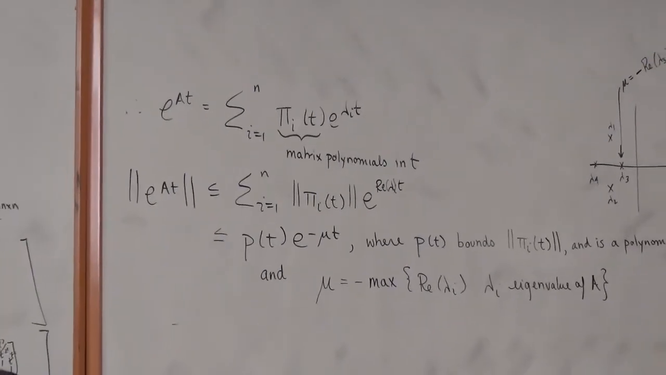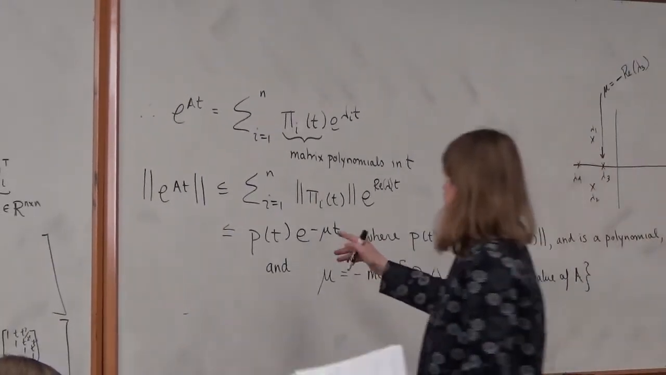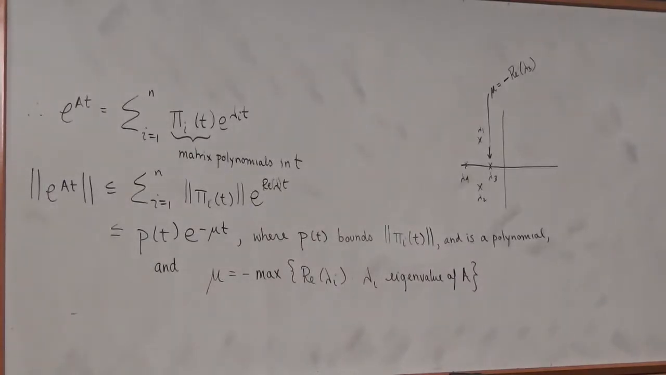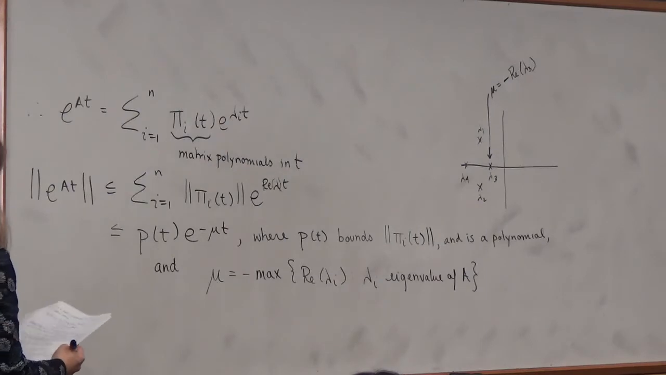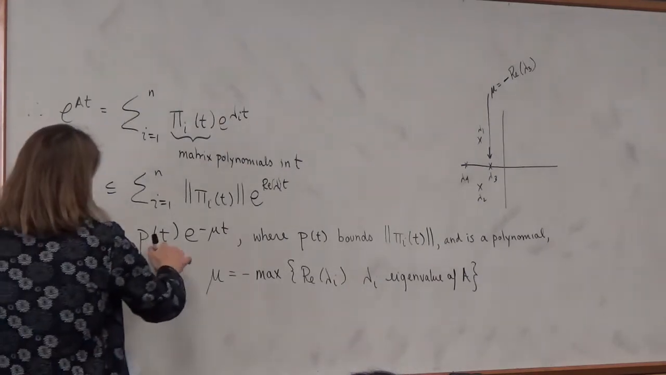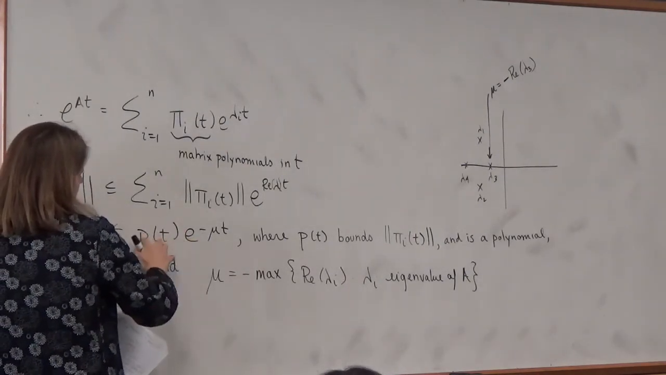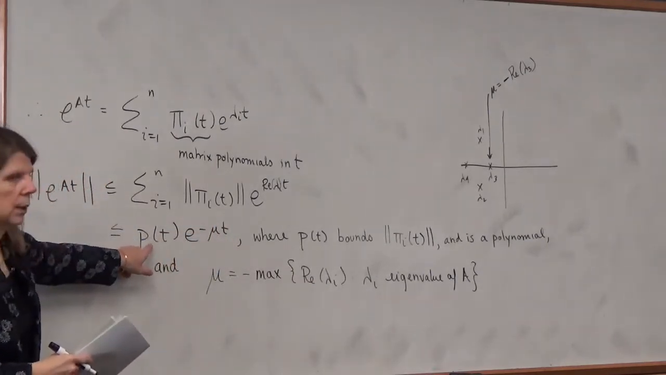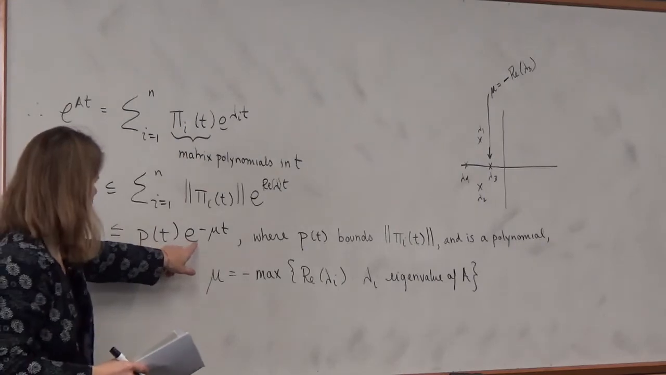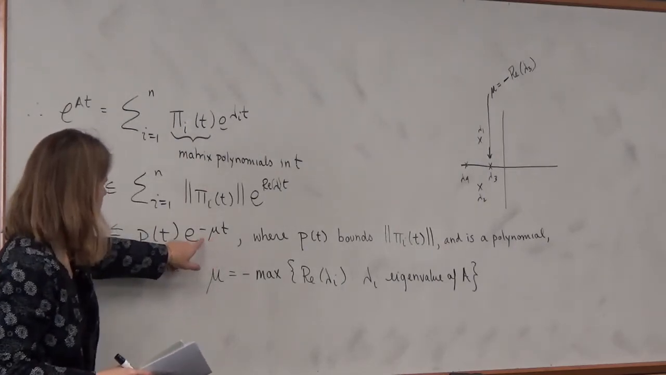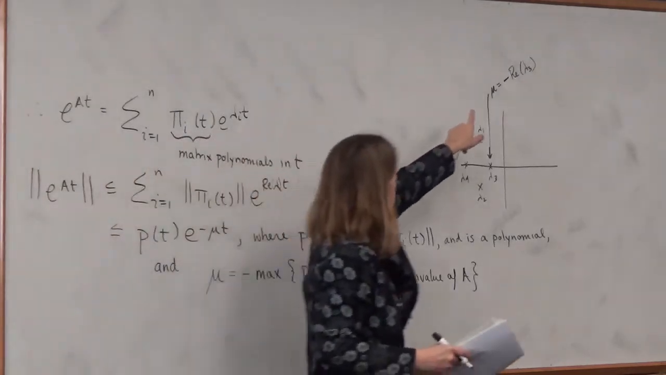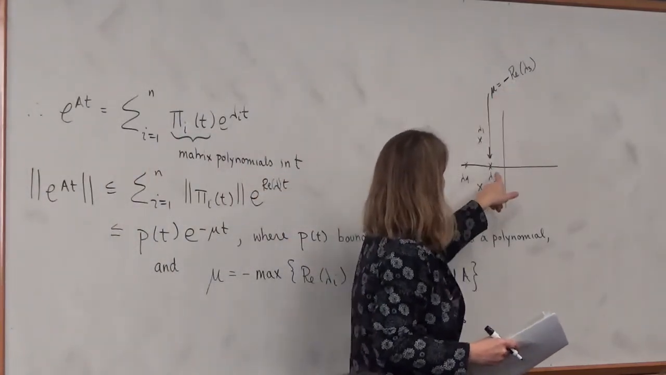Okay, so now I'm almost there, right? Because I have a bound which is a decaying exponential bound on the norm of e to the at. But we have to take a look at this. As I said earlier, this is a polynomial in time, and this is an exponential in time. So this is growing in time, and this is decaying in time, if mu is positive. Mu is defined to be positive because it's negative the real part of a negative number.